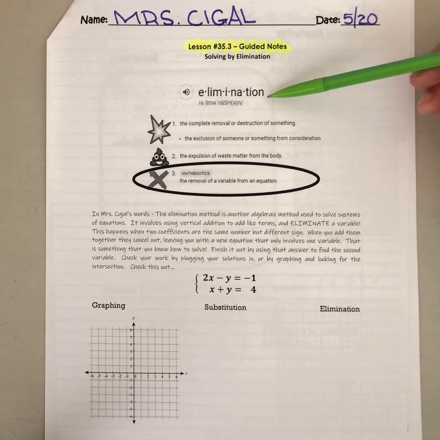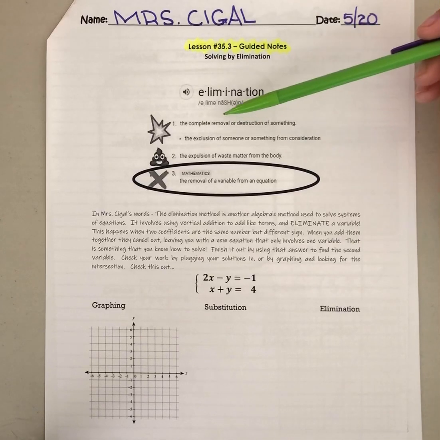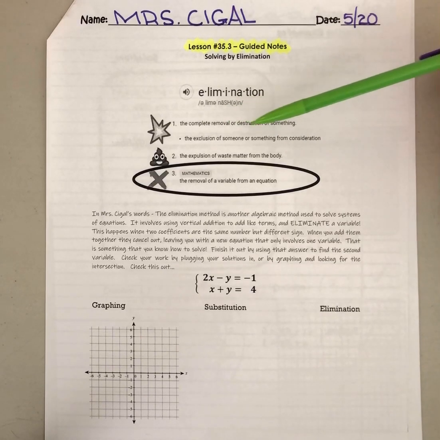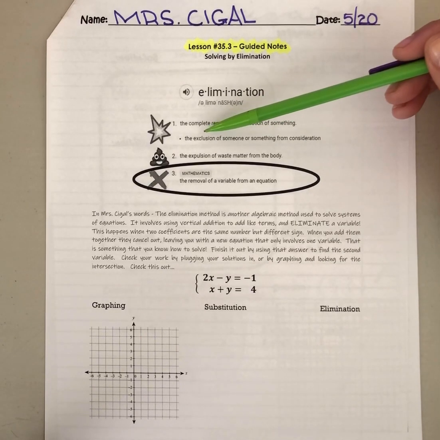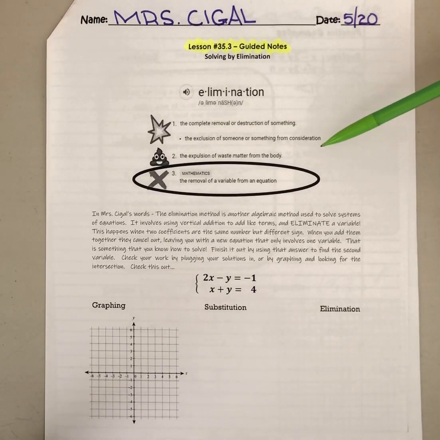So starting off, I give you a nice little definition of elimination. In general, it means the complete removal or destruction of something. In sports, it generally means the exclusion of someone or something from consideration.